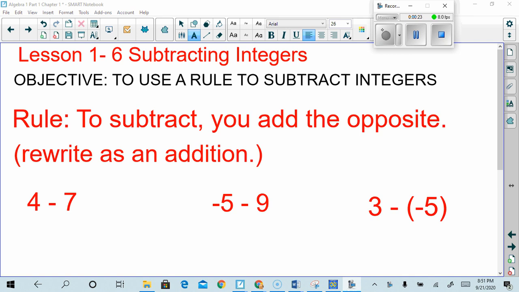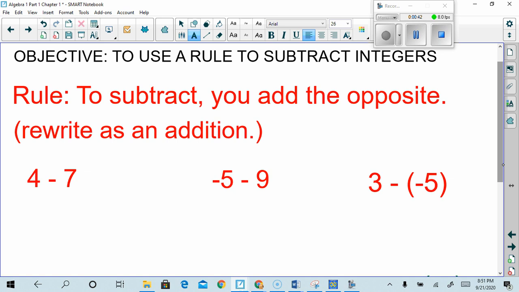Well, the rules of subtraction will lead us to addition. The rule for subtraction states: to subtract, you add the opposite. And we've already discussed opposites, so let's see how this works. You're going to start each problem by rewriting them as additions. You may have had a phrase that helped you to remember this, keep, switch, change. Well, I'm just going to refer to it as add the opposite.